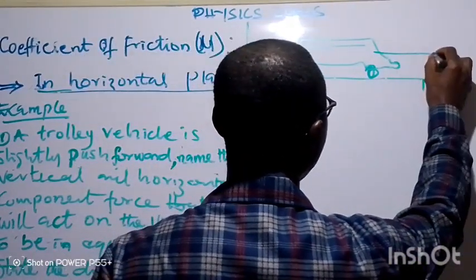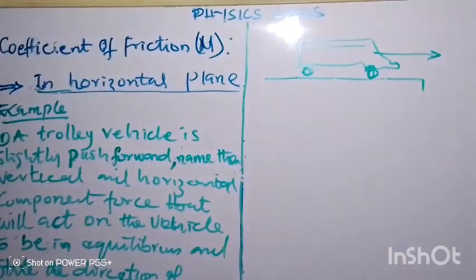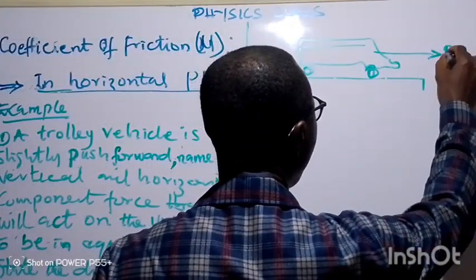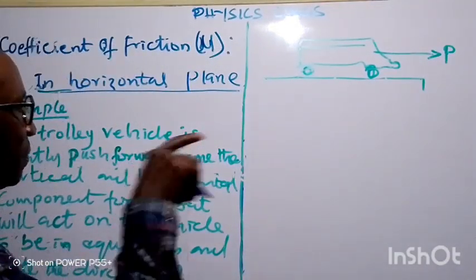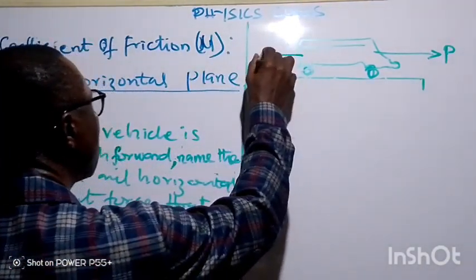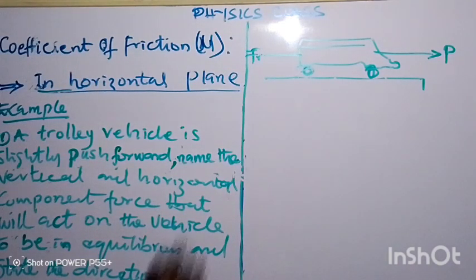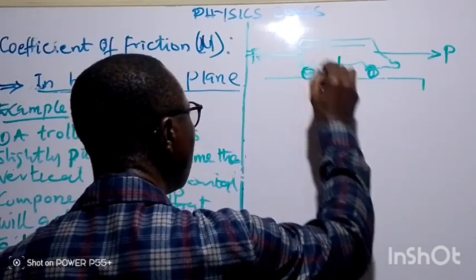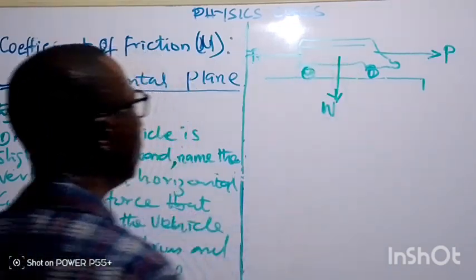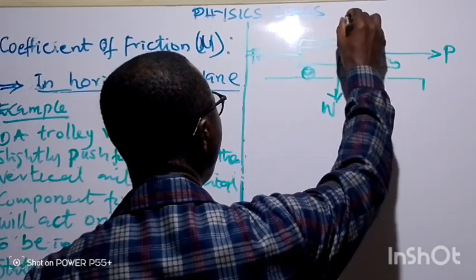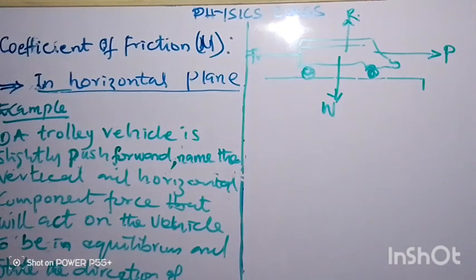Then there is a forward force like this, which we call the applied force, P. When it is put forward, the frictional force will act in the opposite direction. Then the weight of the vehicle itself will act downward, while the normal reaction, that is the perpendicular upward force that presses the vehicle to the solid surface, will act upward.